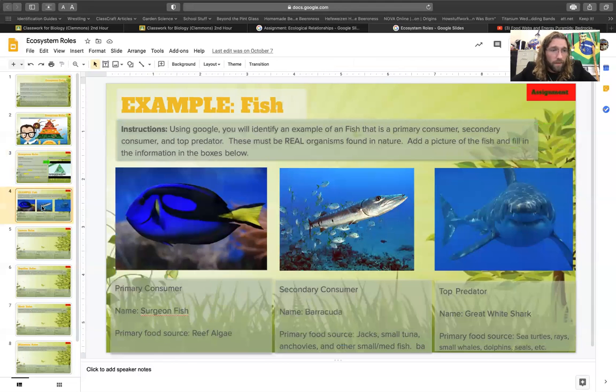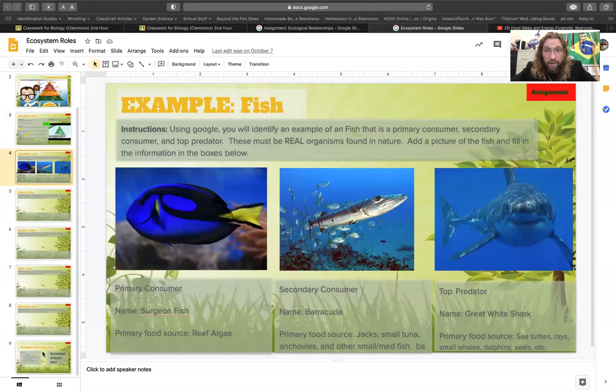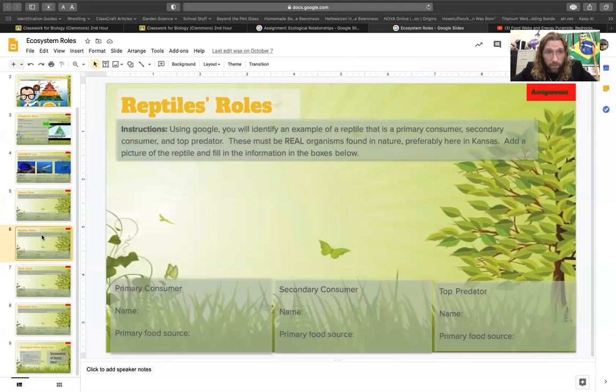Okay. Finally, the last thing that you have to do for this, other than take the quiz at the very end, is go through each of these different classes of animals and find me an example of a primary consumer, secondary consumer, and top predator. So on this slide, slide number 5, all of your examples have to be insects. A worm is not an insect. Remember, insects have hard bodies.